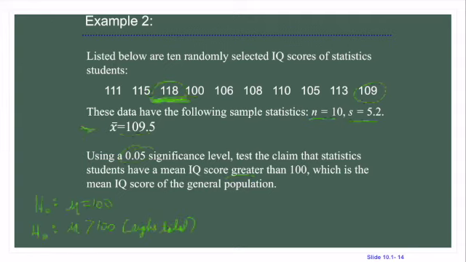So we're going to calculate our t-statistic. Remember, our t-statistic is our sample mean minus our population mean, over the standard deviation divided by the square root of n. I have all of these pieces of information. So I'm going to take 110, which was our sample mean. Nope, our sample mean is 109.5.